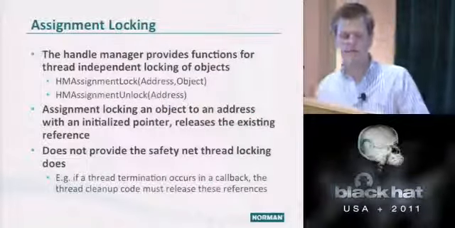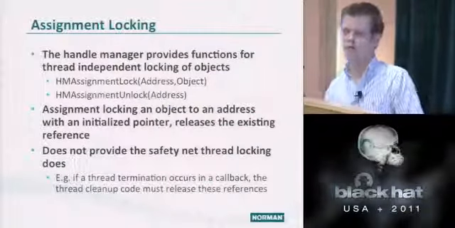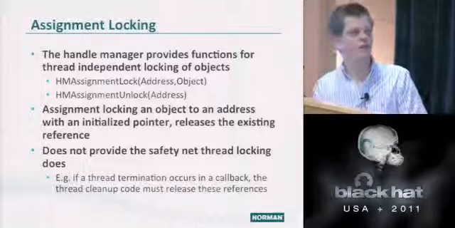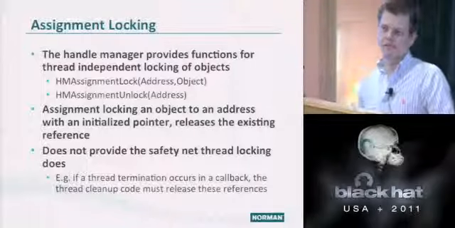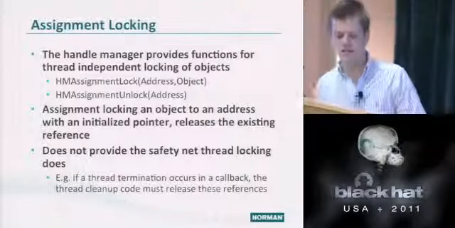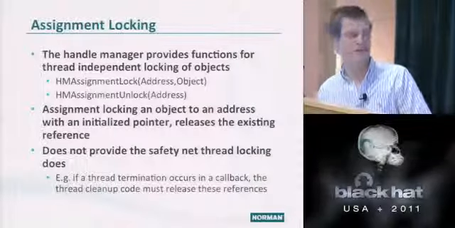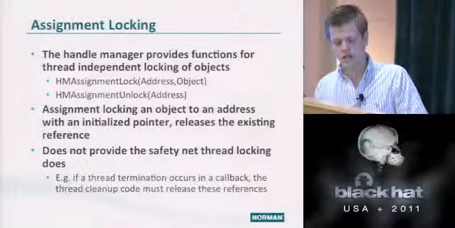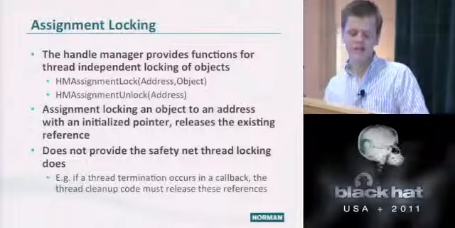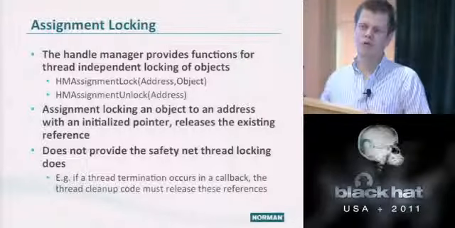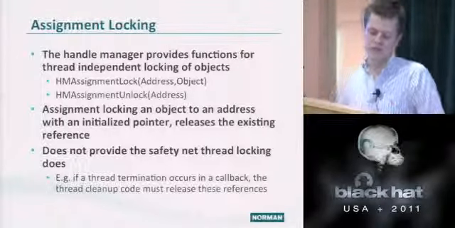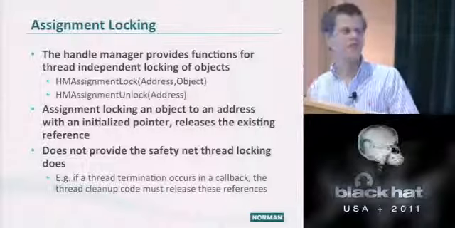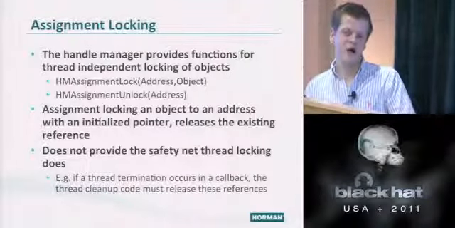You also have assignment locking, so not all locking is performed in the context of a thread. Sometimes you want to have it in the context of a process or global to the system. So these are the functions you use for that. So if you have an initialize, basically you store a pointer to the object somewhere, and if that pointer is already initialized, they release the existing object reference.